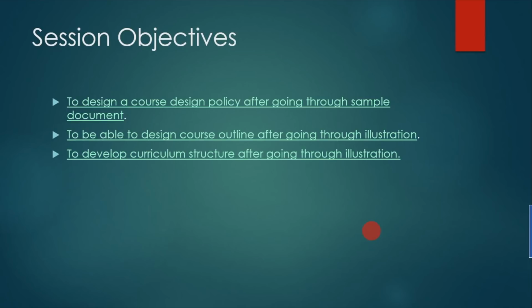The objectives of this session, which is the last session for curriculum design, and thereafter we'll be moving on to assessment. So the objectives for this session are to design a course design policy after going through a sample document, to be able to design a course outline after going through the illustration which I'm going to show you, and lastly to develop a curriculum structure after going through an illustration.